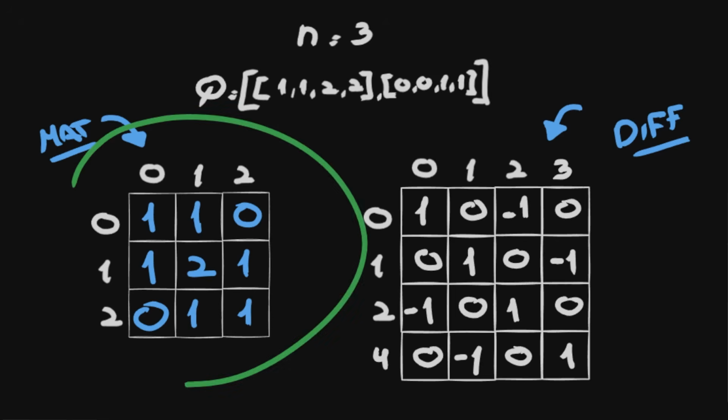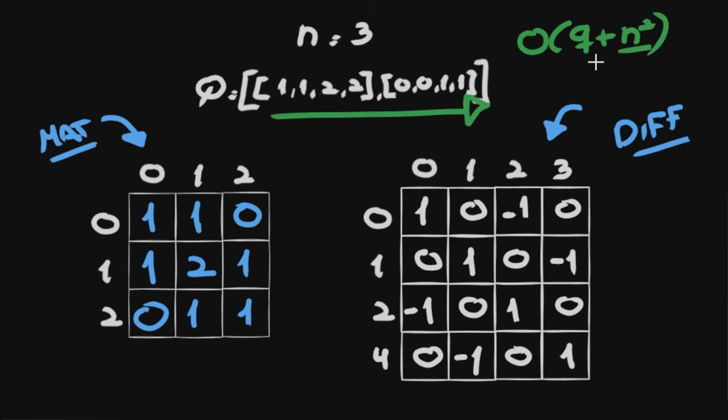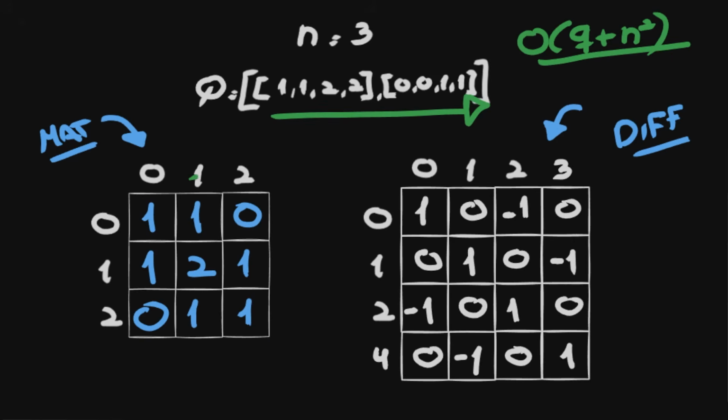At this point we can return the final matrix, and by doing all of this we are solving the problem in big O of Q plus n squared time complexity. Here Q is the amount of queries and n squared is because we are iterating the matrix. And space complexity will be the required space to build this, meaning big O of n squared. So with all of this in mind, let's go with the code.